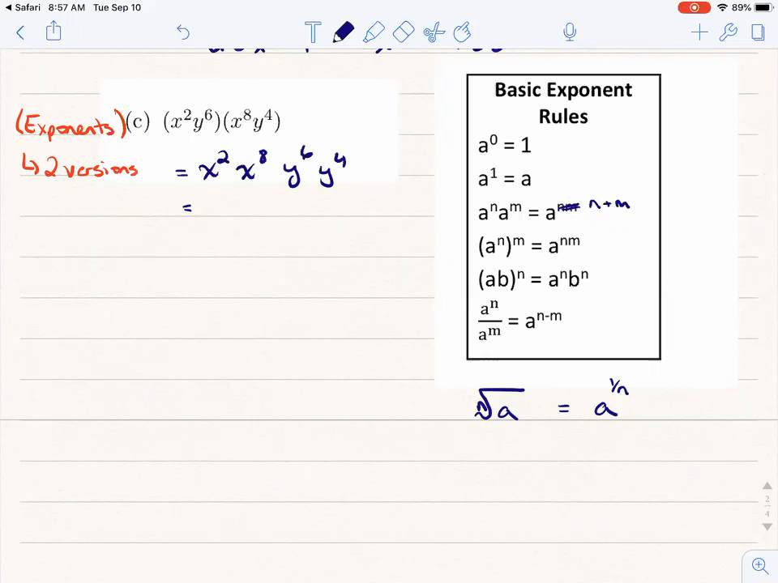And so I've just kind of rearranged these. And like I said, this is just because we're multiplying, right, that this is allowed. And so we've got this situation here where you've got a to the power of n times a to the power of m. And so to combine these to just one base, then you add those powers. So we've got x to the power of 2 plus 8, then y to the power of 6 plus 4.